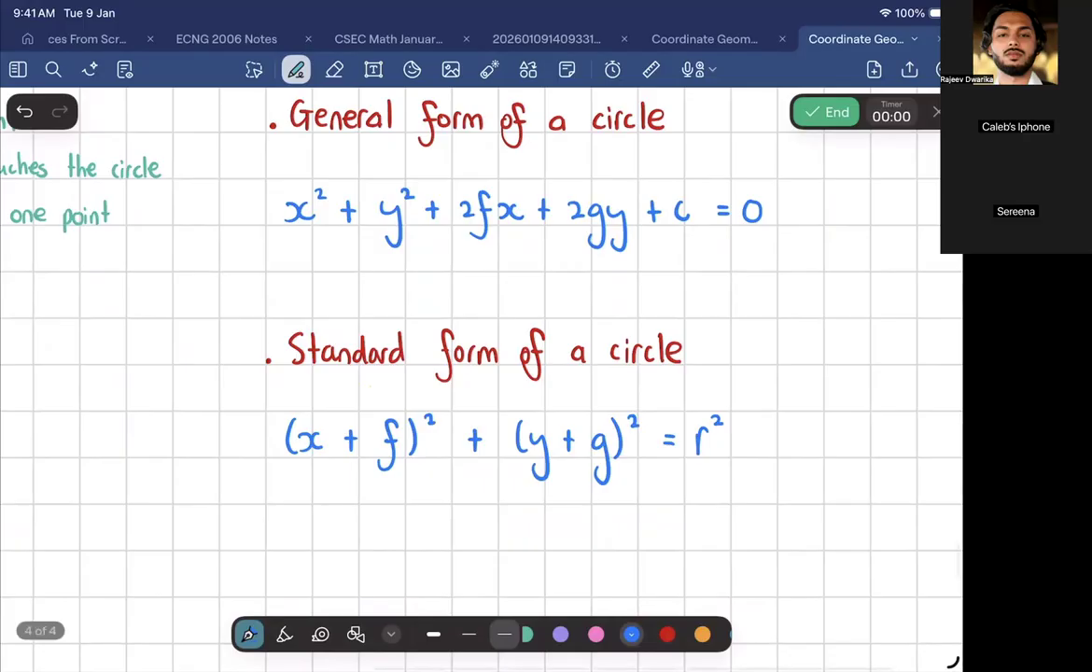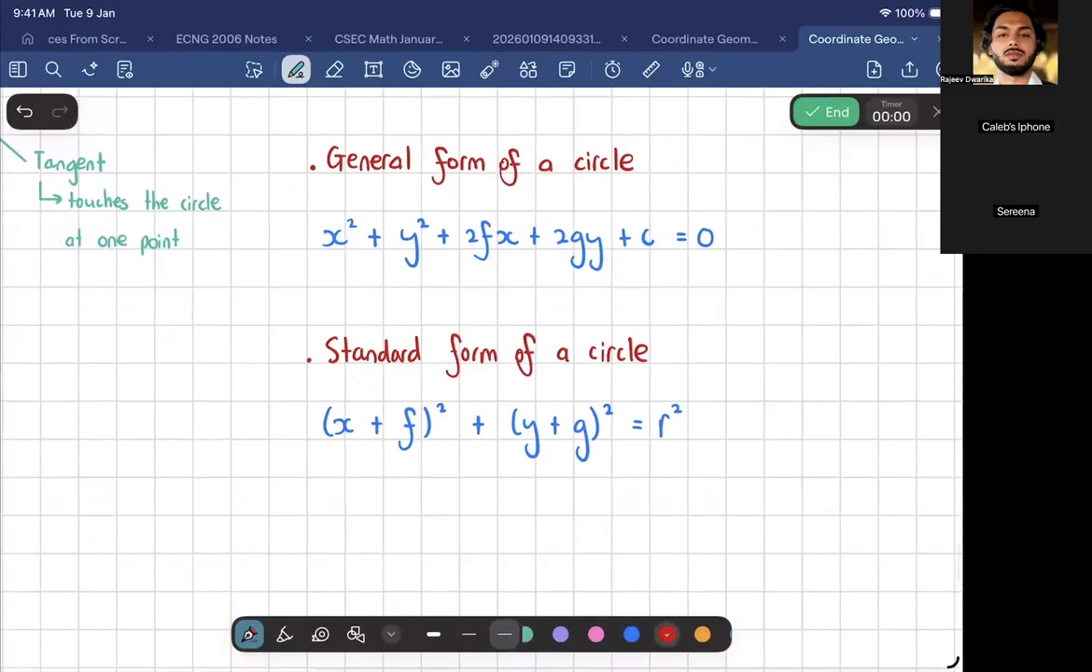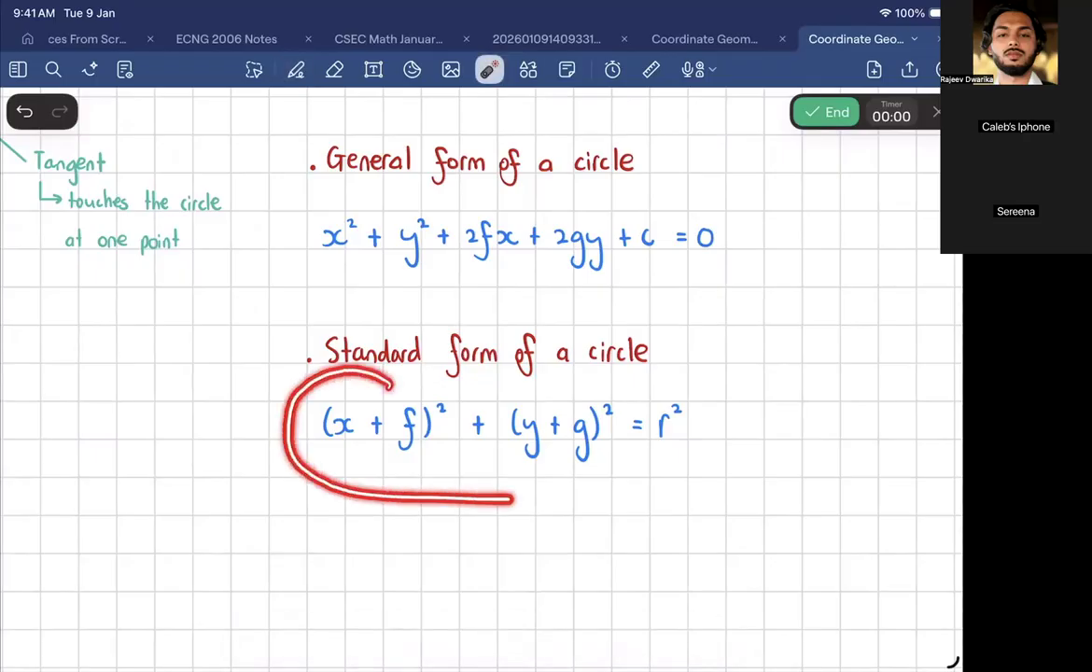Now, Serena, if I were to expand the standard form, what do you think I'll end up with? Serena? Could you repeat that, sir? If I were to expand and simplify the standard form, what do you think I'll end up with? Say that again? I'm not sure.